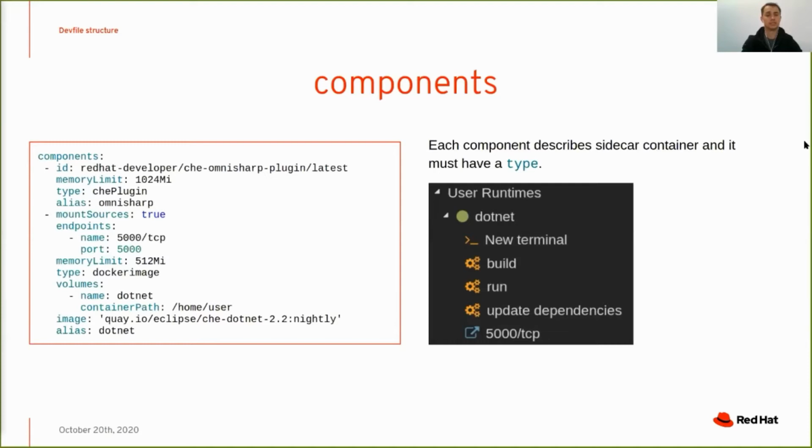Another attribute is endpoints, the endpoints that the Docker image exposes. And the last one, volumes, which defines a directory within the container that is available to this workspace. It could be useful for a folder with dependencies, so we don't download them each time we build the project.